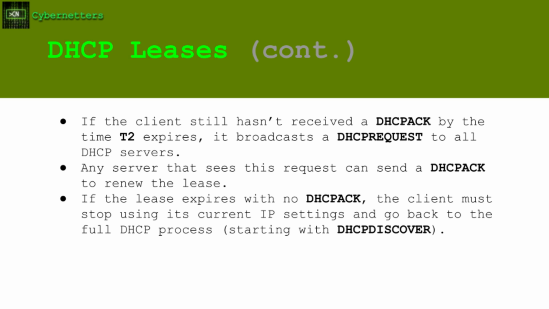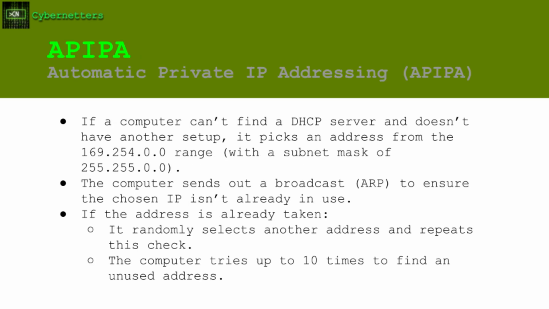So continuing the lease process, if T2 passes without a DHCP ACK, the client broadcasts a DHCP request to all DHCP servers, hoping one can renew its lease. If none respond before the lease expires, the client loses its current IP and has to start fresh with the DHCP discover again. Essentially, T2 is your last chance to renew before the IP is given up and the client re-enters the full discovery cycle.